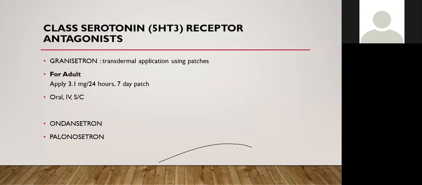Ondansetron, we are very familiar with ondansetron. The other preparation similar to ondansetron is granisetron, which comes as a patch. For adults, the patch is 3.5 milligram in 24 hours, a 7-day patch. It also comes as an oral, IV and subcut preparation. And another one is palonosetron.